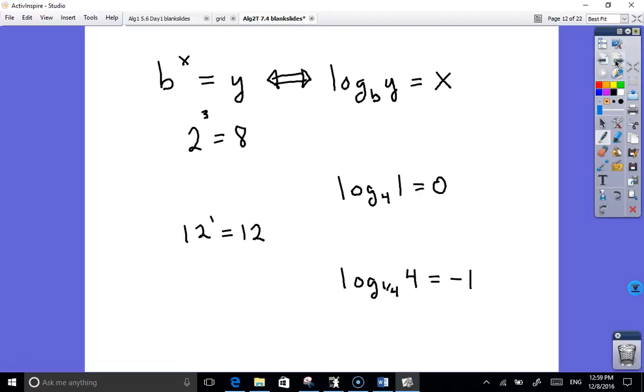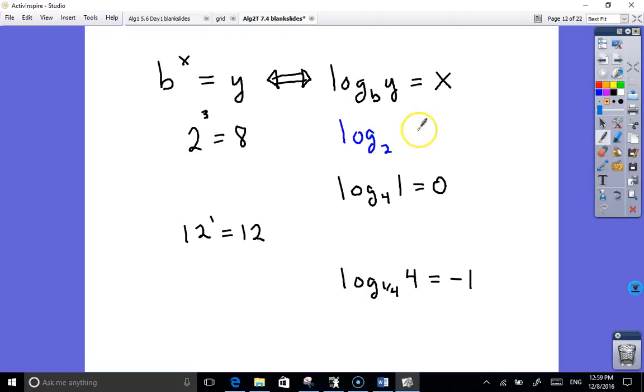Okay. So the first objective with the exponentials and logarithms said we have to be able to convert from one notation to the other. So I'm going to do a few examples of this, and then you'll do a slide of it too. Again, if b to the x equals y, that means log base b of y equals x. So let's convert 2 to the third equals 8 into a logarithm. What will be the base of the logarithm? 2, right? The base of the exponential is the base of the logarithm.